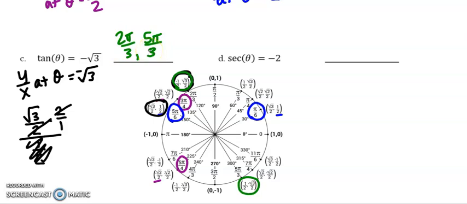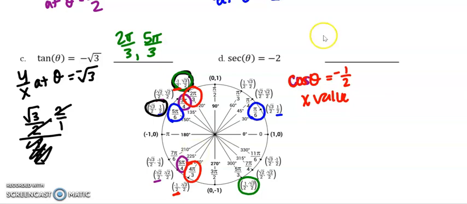Okay. Last one, secant of theta. The easiest way to think about secant is instead to say, well, let's evaluate the cosine. I already used purple. Cosine of theta would be equal to negative 1 over 2, right? You flip it. So where is the x value? Negative 1/2. X is negative 1/2 right here and right here. So 2 pi over 3 and 4 pi over 3.